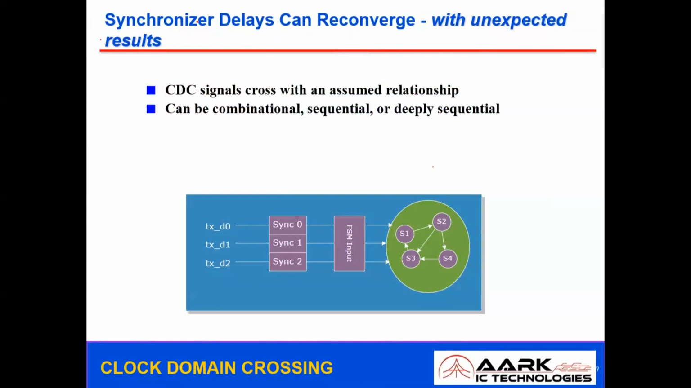Okay. Now, synchronizer delays can reconverge with unexpected results. So we have added a synchronizer, and the synchronizer might lead to unexpected results. For this, we are going to use a reconvergence technique. So we'll develop a separate control signal and a control FSM. This control FSM is going to control all the transmission data: TX D0, TX D1, TX. These are all different data traveling from the transmission block to the receiving block.